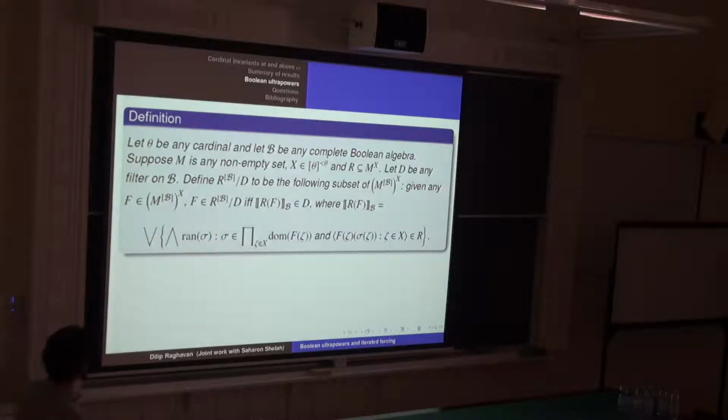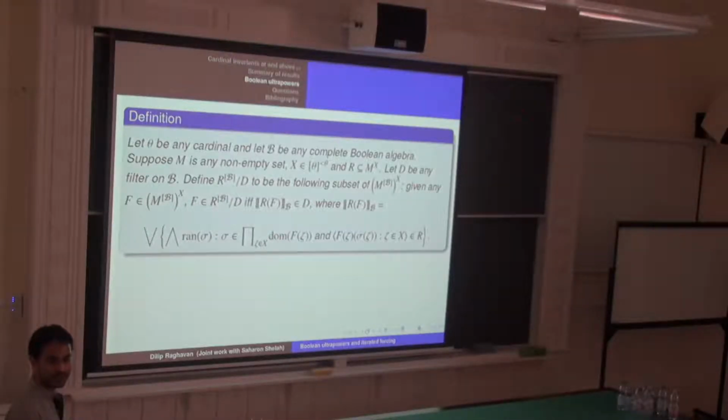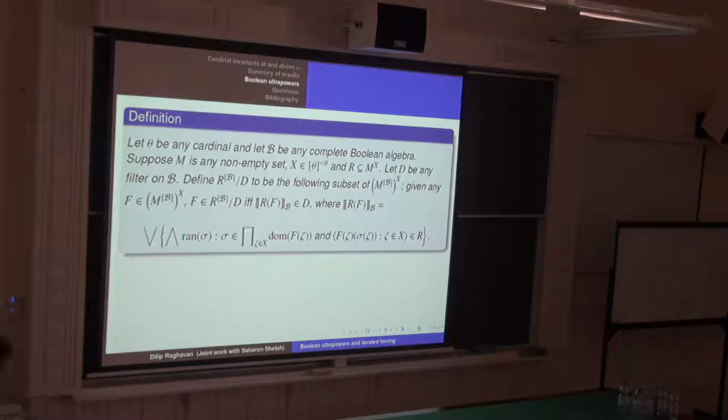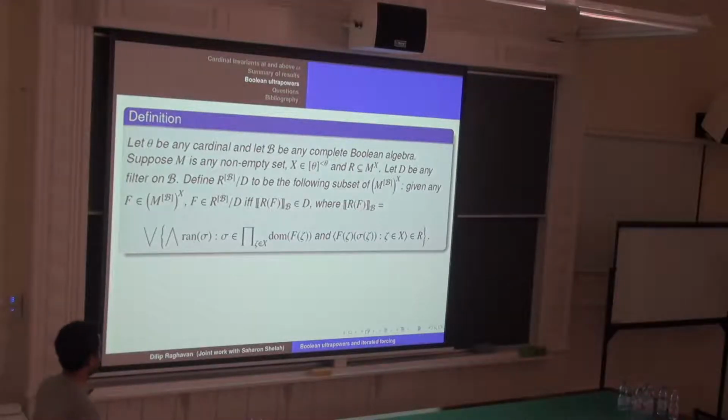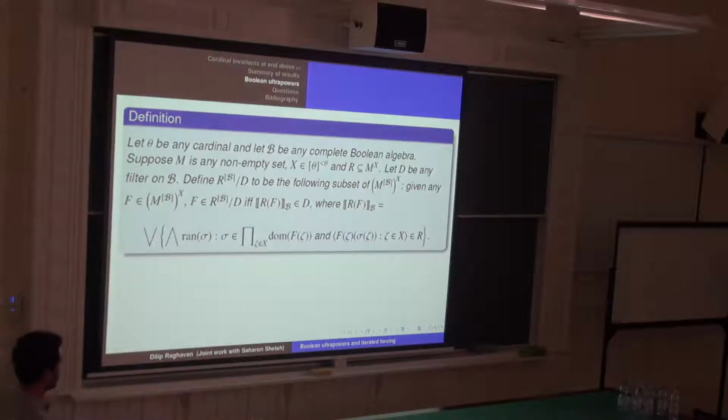Okay, so how do you define the interpretations of the relations? Let me also say this. You have a model M, and then you have some relations defined on it. Theta is any cardinal, and B is any complete Boolean algebra. M is this non-empty set. I'm thinking of the relation as consisting of functions from a set X into M. X is the index set on which my relation is defined. It is some subset of theta of size less than theta. You can think of that as the coordinates where the relation is defined, and the relation is some subcollection of M to the X. Like any relation, but it has arity less than theta.